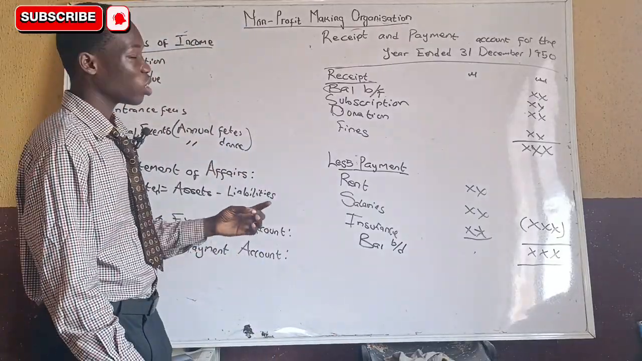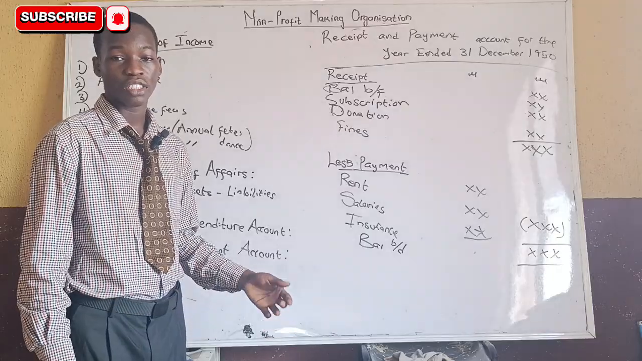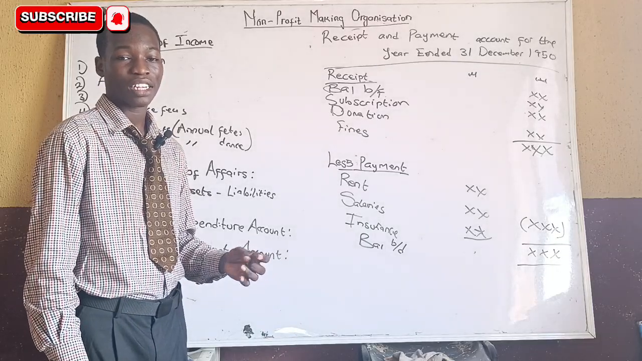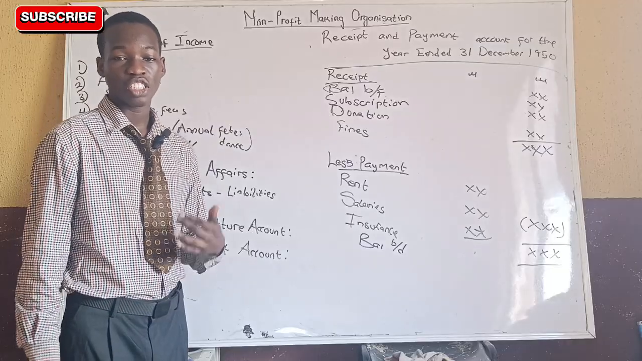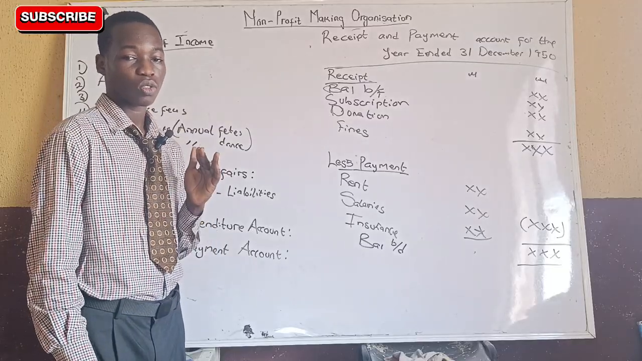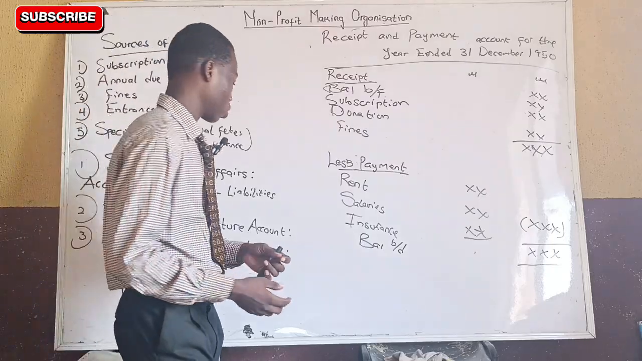Also, one thing you should know is that when you are talking about the account, receipts and payments has capital and revenue accounts, while for income and expenditure, it is just revenue account. Know that. Sometimes these are OBJ questions.